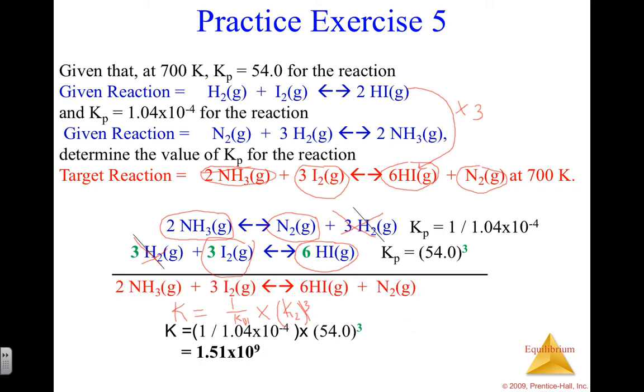Okay. And that's right. So you always want to double check, add the reactions together and make sure they're correct. And again, the reaction we got when we added them together does indeed match our target reaction. Okay, moving forward.